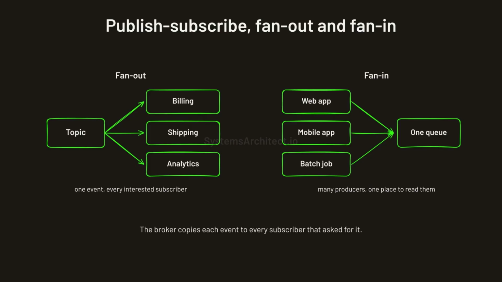The publish-subscribe pattern is the default distribution model in event systems. One published event reaches every subscriber that registered interest in it. That is a fan-out pattern. A single order event reaches billing, shipping, and analytics at once. Fan-in is the mirror image, where many producers feed one consumer or one queue. Amazon SNS fanning out to several SQS queues is the classic implementation. Azure Service Bus topics and Google Cloud Pub/Sub subscriptions give you the same shape.